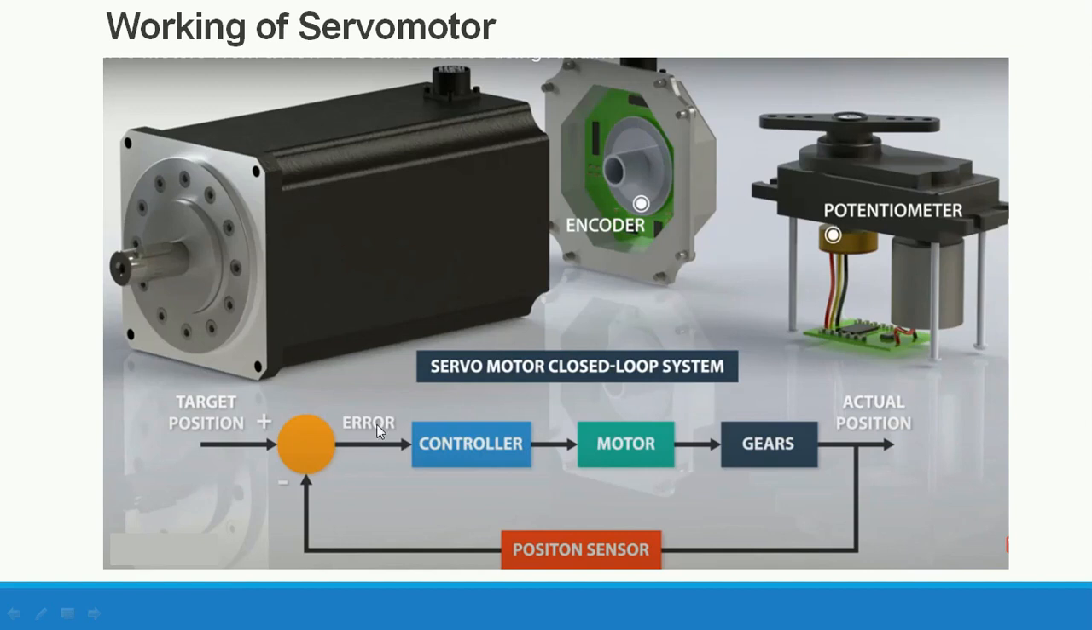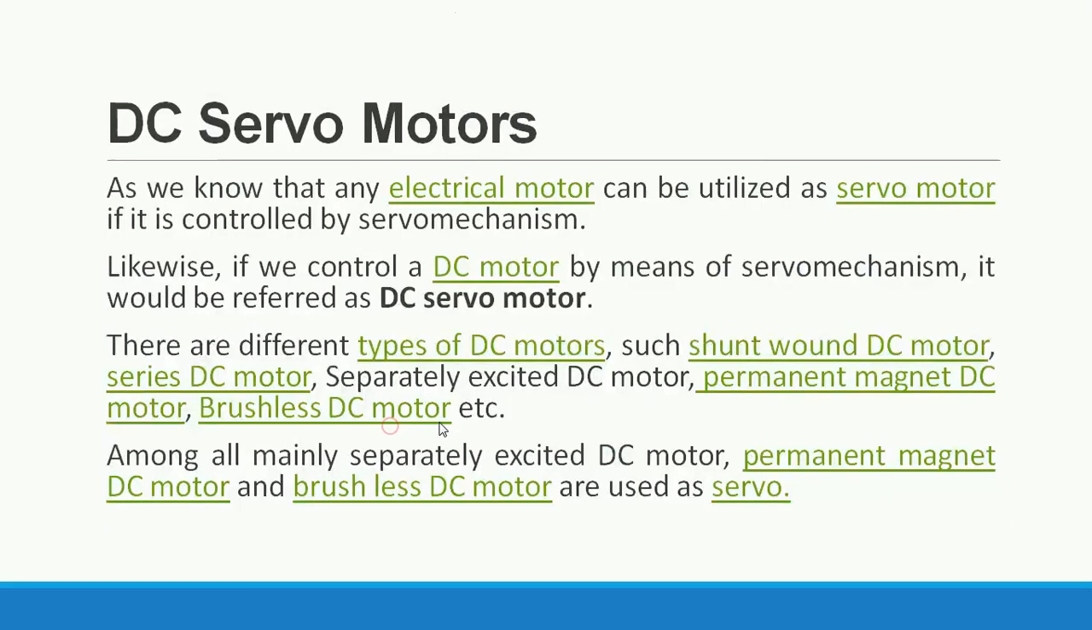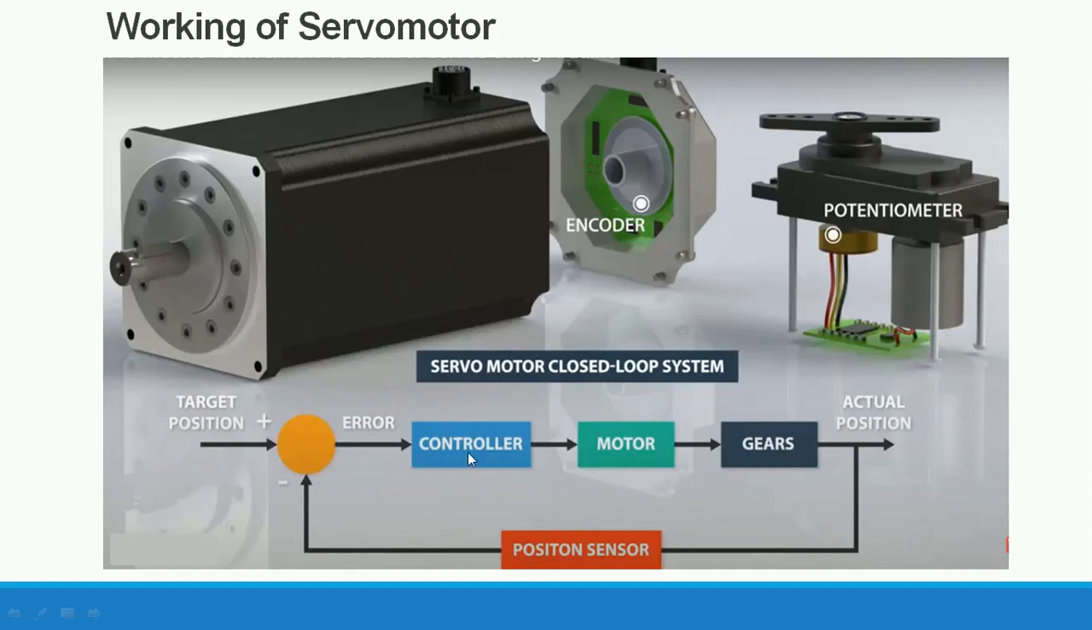So that error signal is generated from the error detector and given to the controller, where the controller controls the motor. The rotation of the shaft is done with the help of the motor, and that motor controls the rotation of the gears. Hence you achieve your target position. So this is how a servo motor works. You can use either an encoder or a potentiometer for detecting the position of the motor shaft.